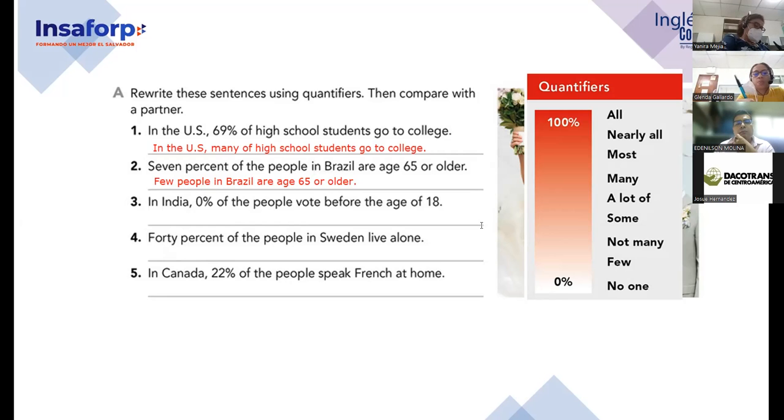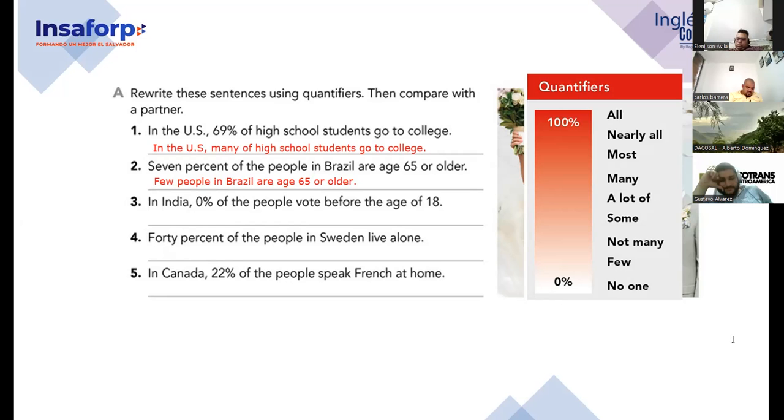Number three. What do you think about this one? Let's have Gustavo. Go ahead, please. In India, no one people votes before the age of 18. What do you think, class? Do you agree? Do you disagree with his idea? Do you want to make a correction or is that okay? ¿Estamos de acuerdo con lo que Gustavo expresó? Yes or no? Are you sure? Because I have a correction. I think it's without people. It's only no one.